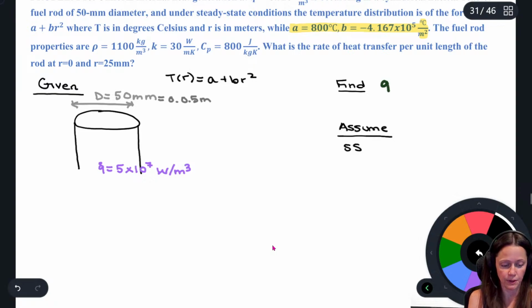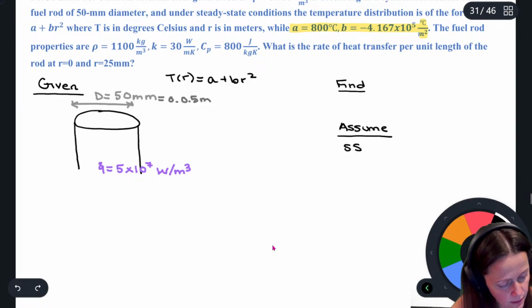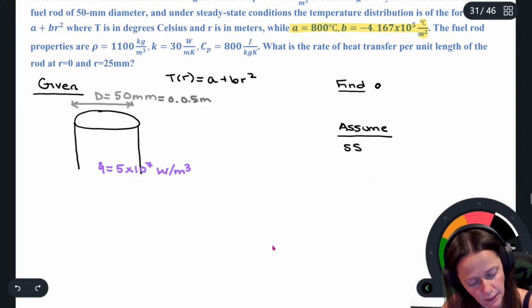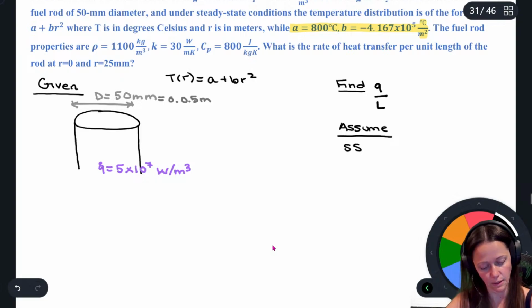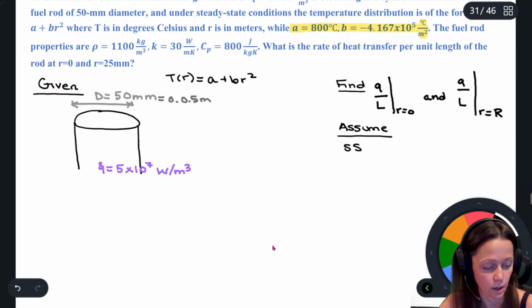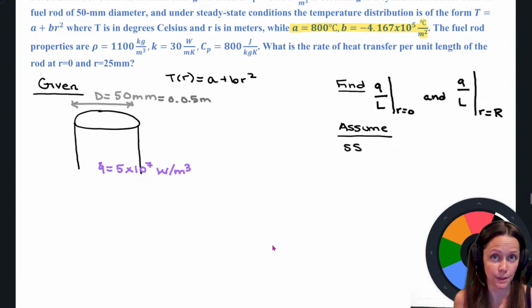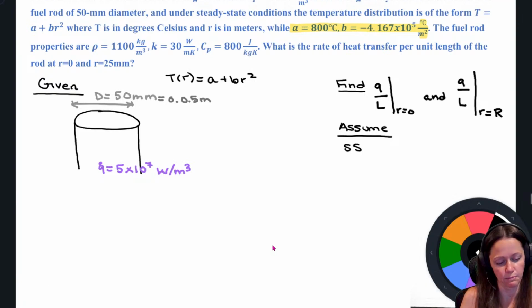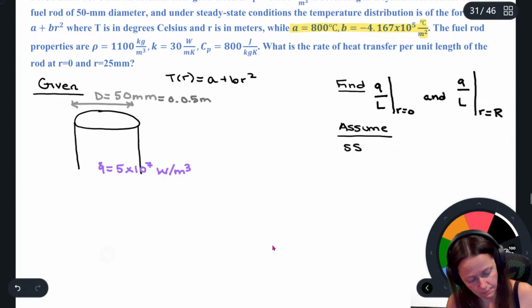So what we're looking for is Q per unit length. All right. Oh, and I want this at R equals 0 and Q over L at R equals R. Okay, big R being half of the diameter, 0.025 meters. All right, so let's keep going.